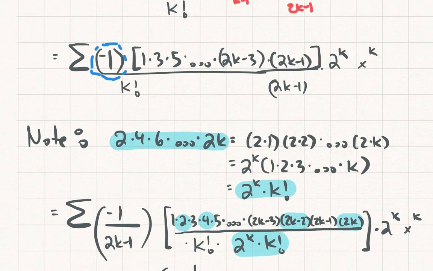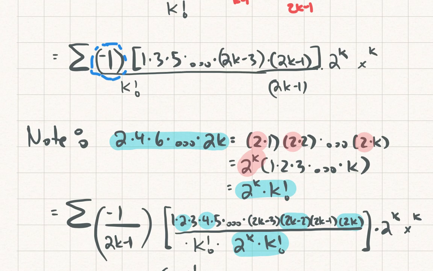So a quick note is that I can view the numbers 2 times 4 times 6 all the way up to times 2k. Well, that's like multiplying the numbers 1 times 2 times 3 times 4 all the way up to times k, except we multiplied each of these numbers by 2. We have k copies of 2 here, so I'm going to factor all of those out, and I'm left with 1 times 2 times 3 all the way up to times k, which is indeed k factorial.